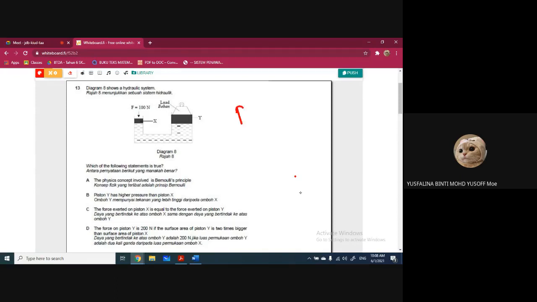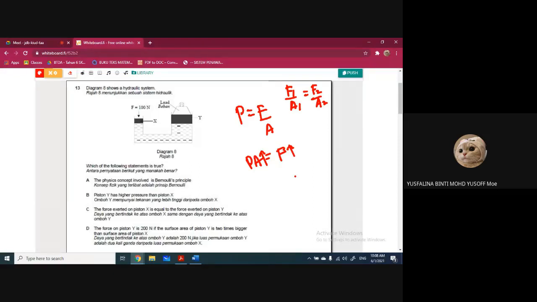Yes, because it depends on the surface area of the piston, right? So let's say P is F over A. Because this one they use the formula F1 over A1 equals F2 over A2, right? So PA equals F. So if the area is bigger, the force will also become higher. So C, the answer is wrong. It should depend on the surface area.